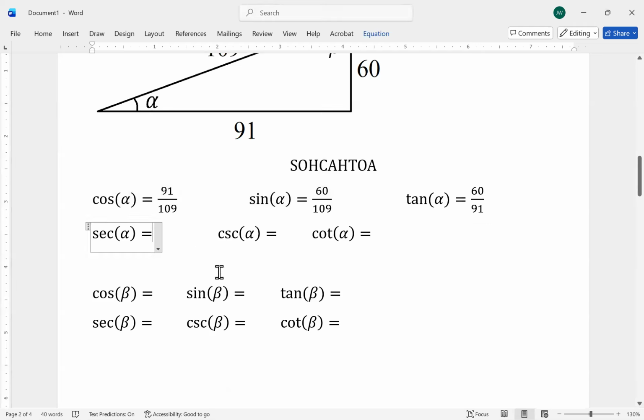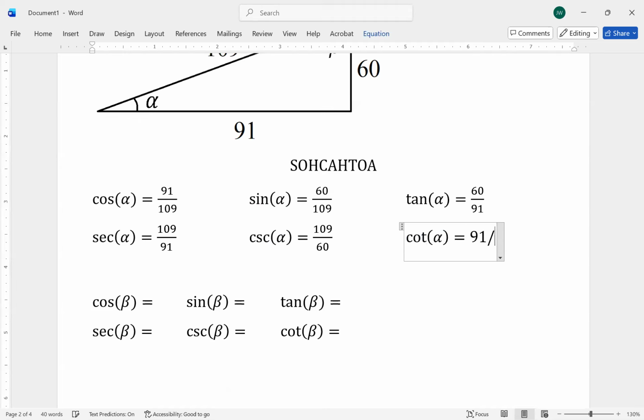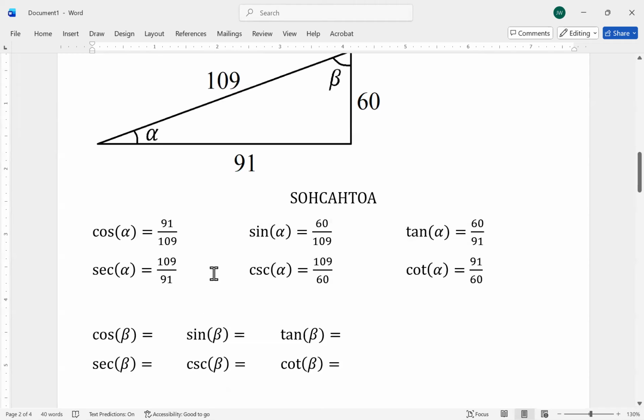And then as always, if I want to find secant, I would just take the reciprocal of cosine. If I want to find cosecant, I would just take the reciprocal of sine. And if I wanted to find cotangent, I would take the reciprocal of the tangent. So that is all 6 trig functions defined for angle alpha. What about for angle beta?